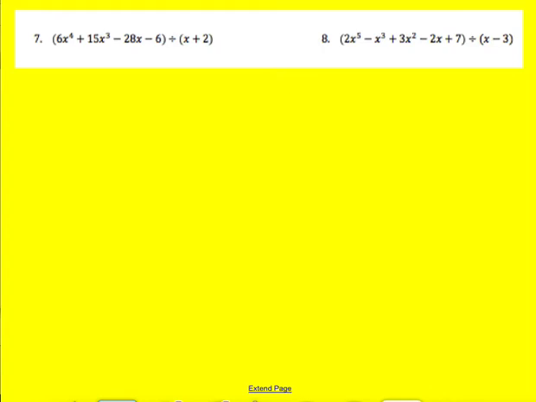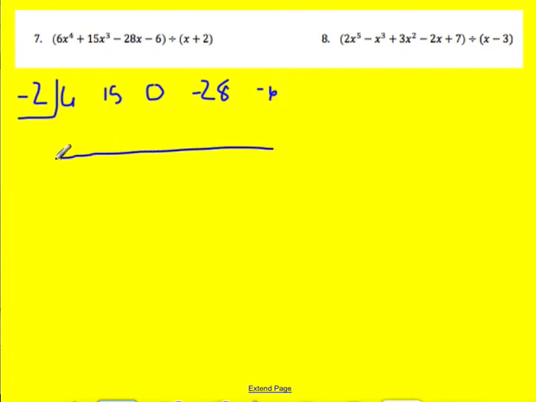All right, let's take a look at number 7. So for number 7, we have negative 2 in the box here. And then going across, I notice that we skip our squared term. So I have 6 for x to the 4th, 15 for x cubed. Then we skip x squared, so I'm going to put 0 in for that coefficient as a placeholder. And then I have negative 28 and negative 6. So now I'm ready to use synthetic division.